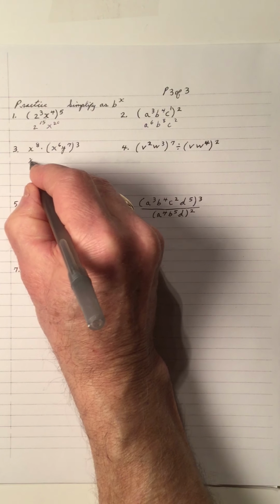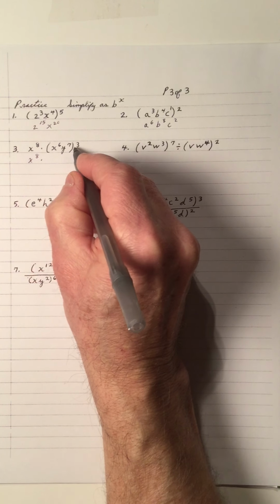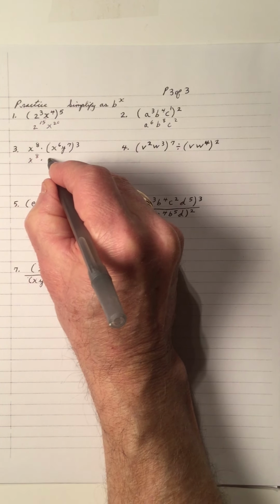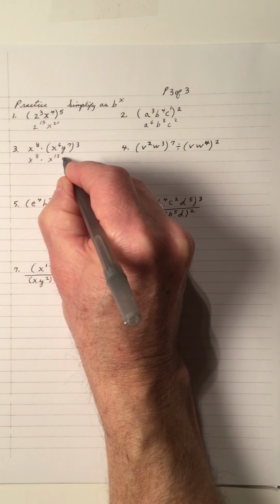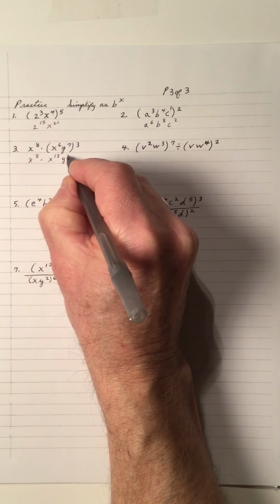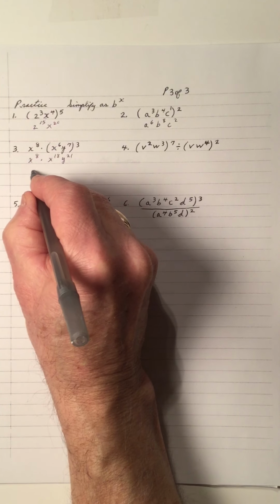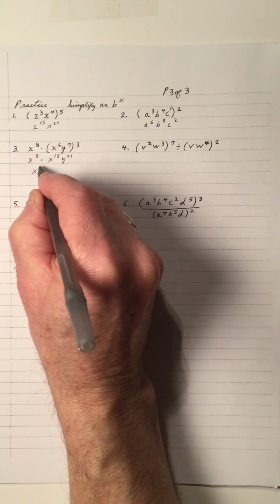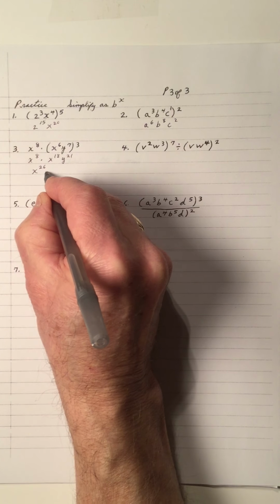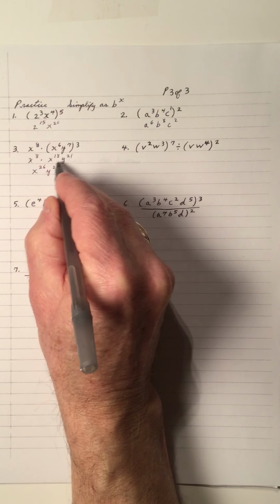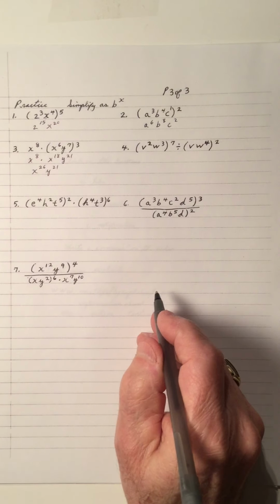Number 3, x to the 8th times 3, times 6 is 18. Y, 7 times 3 is 21. Now we simplify this. We deal with the x's. X is the base. We add and get 26, and we do not touch the y. The y cannot combine with these because they're different bases.